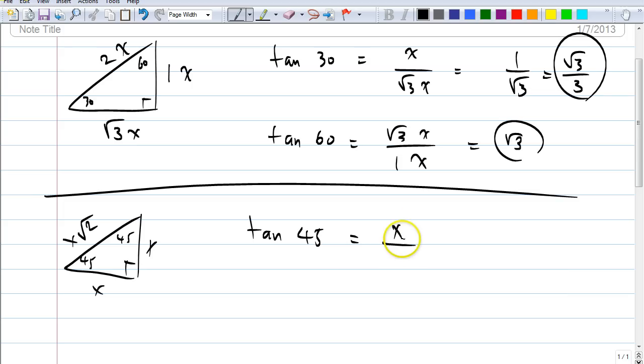x over x over x. What's x over x, guys? Okay. Turns out, if you have tangent of 45 degrees, it's always going to be 1. You give me any right triangle with 45, 45, 90, right? Tangent of 45 degrees, no matter how big or small it is, it's going to be the ratio of the opposite side over adjacent, which is always going to be 1. Is that okay?